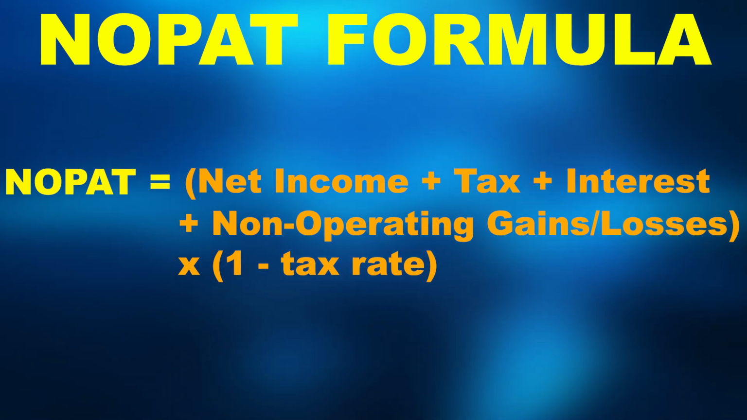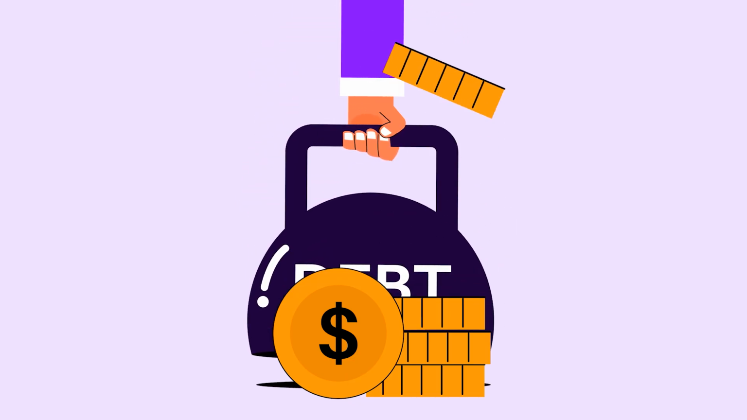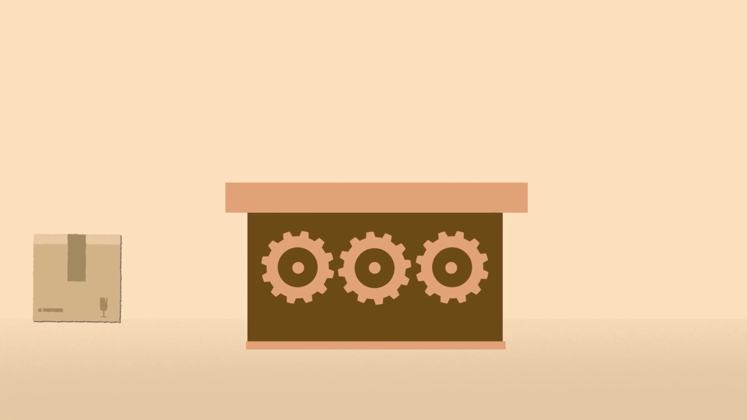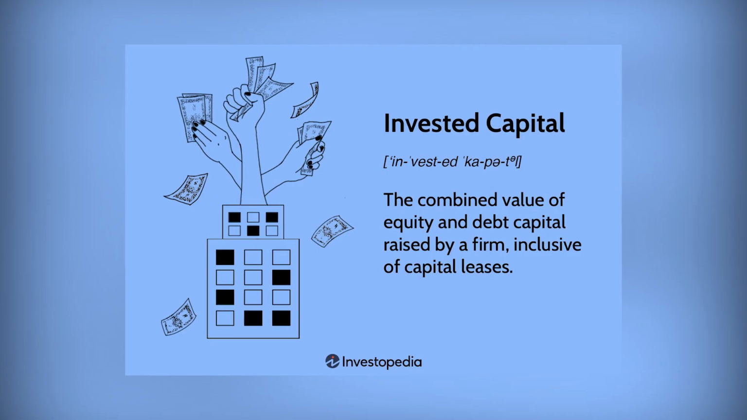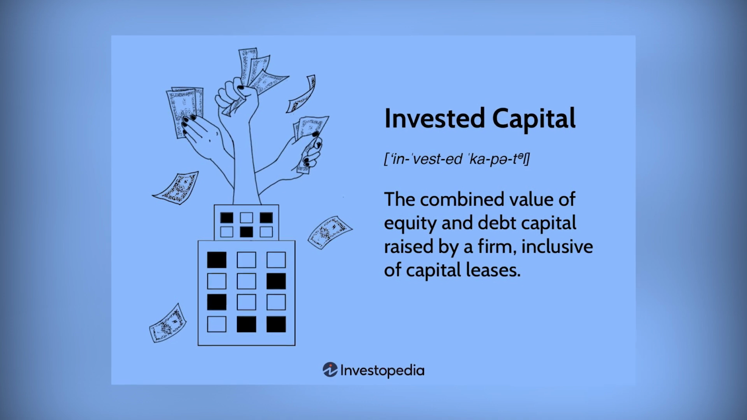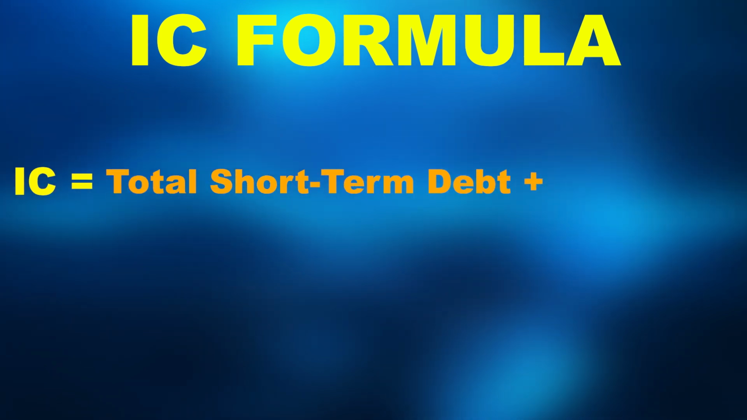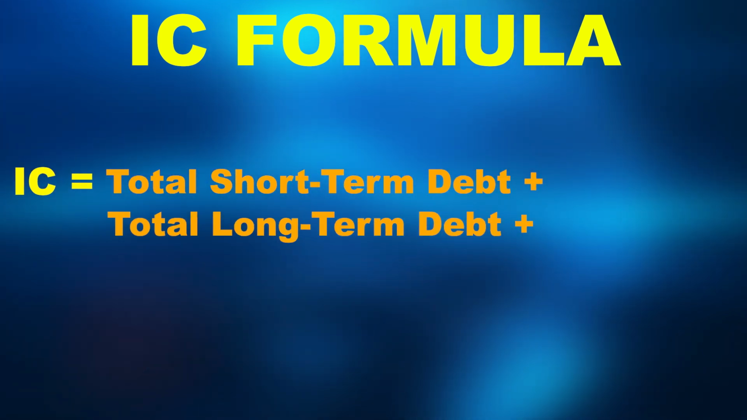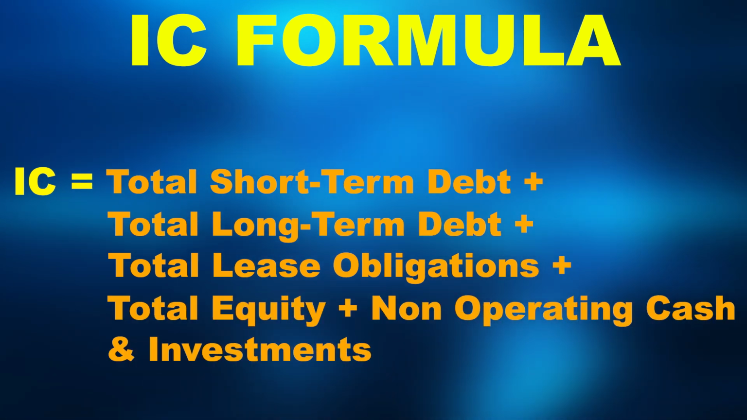The goal of using NOPAT is to remove the effects of financing decisions, like taking on debt, which might distort the profitability picture. NOPAT is a cleaner measure of operational efficiency. Invested capital. This refers to the total amount of money that has been invested in the company's core business. It includes both equity provided by shareholders and debt provided by lenders. This total represents the funds the company has at its disposal to grow and operate the business.